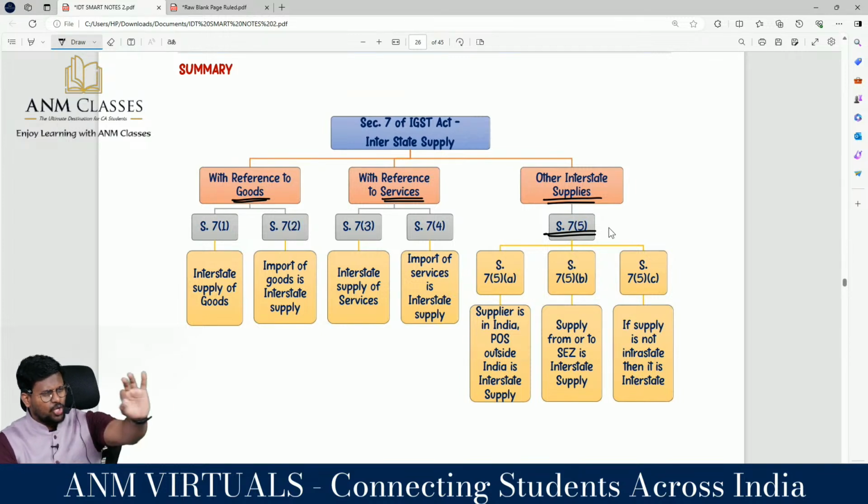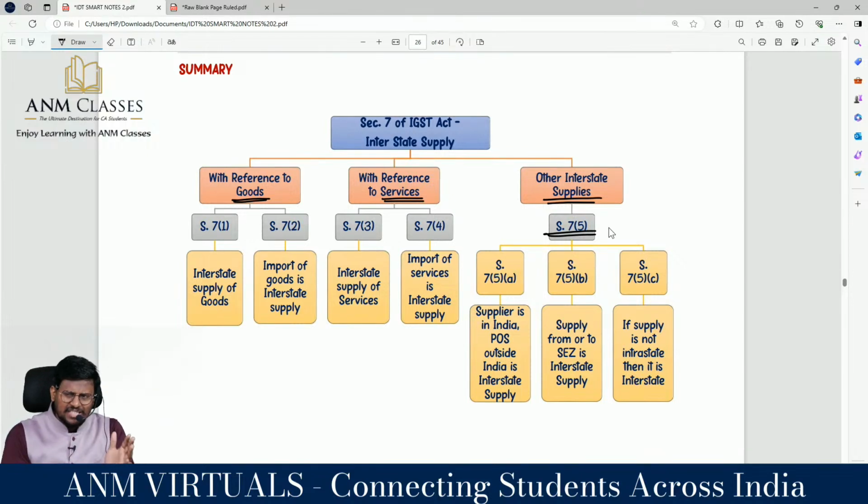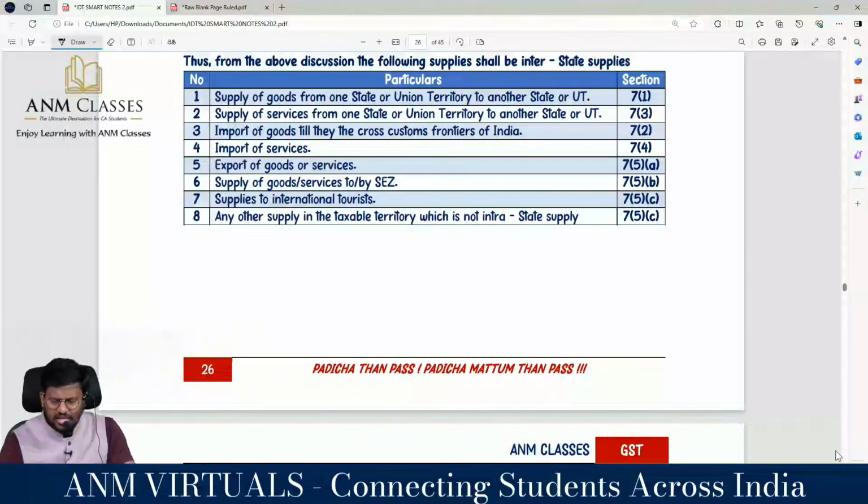7 subsection 5 clause A, export of goods or services or both. Clause B is a supply to or supply from an SEZ. Clause C is any supply which does not fall in intrastate supply is an interstate supply. That's what section 7 subsection 5 clause C says.